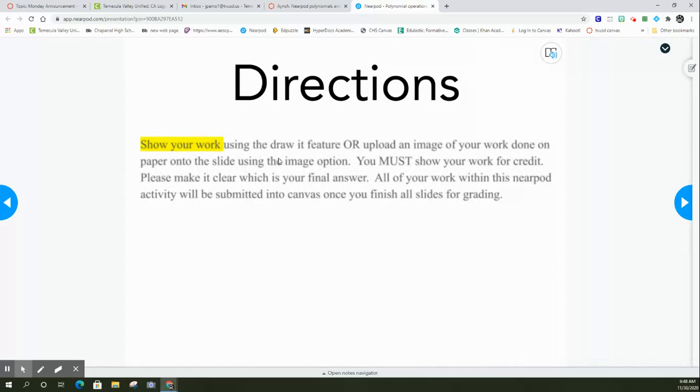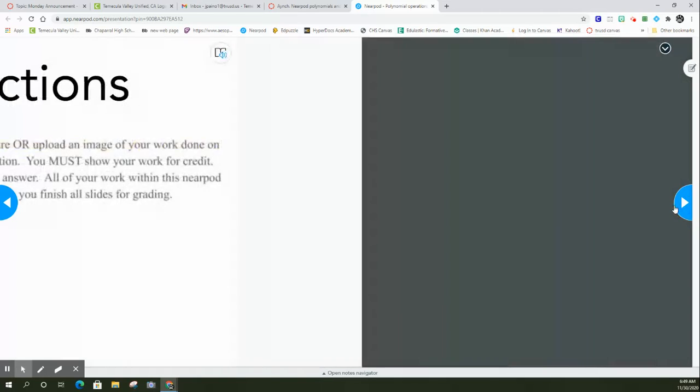All right, so the directions for what you're going to be completing today is you're going to be showing all your work using the draw-out feature, or upload an image of your work done on paper. And I'll show you that. Again, some people were having issues with that last time. So if you're having issues with uploading a picture, just use the draw-out feature and do the work right on the slide.